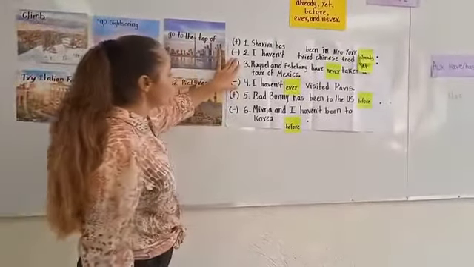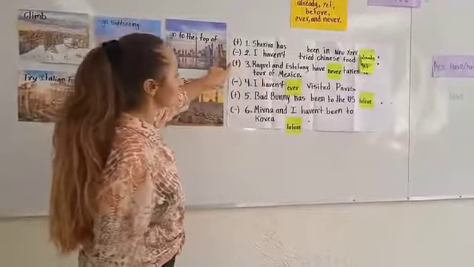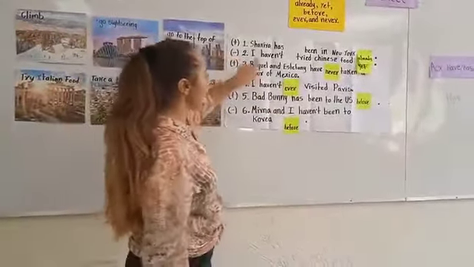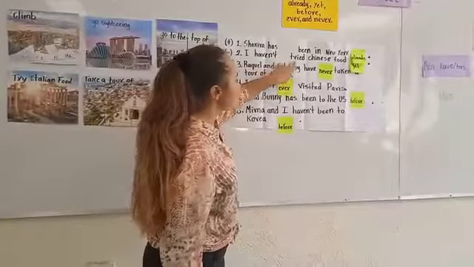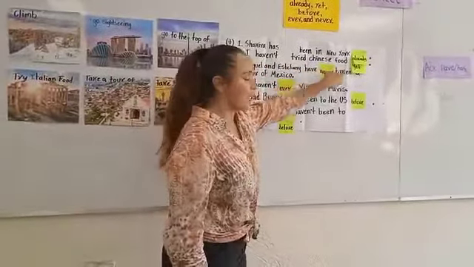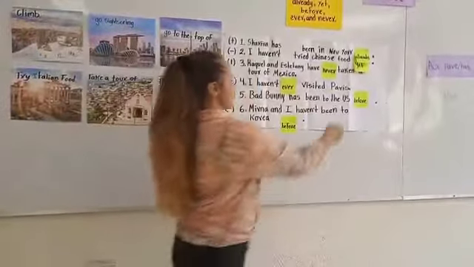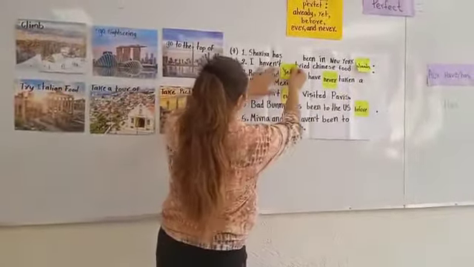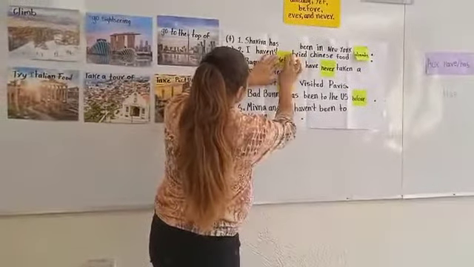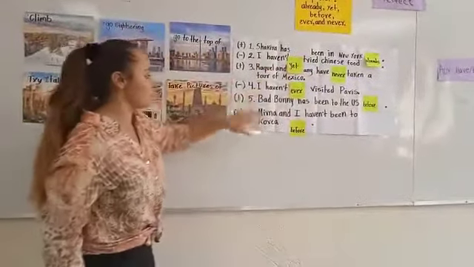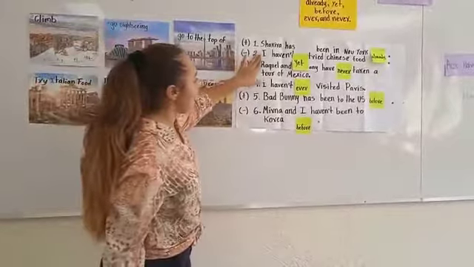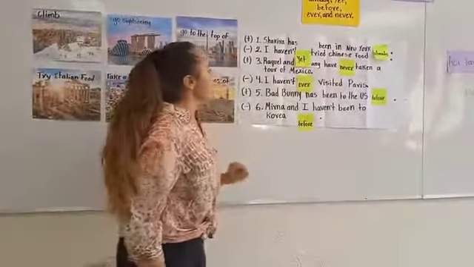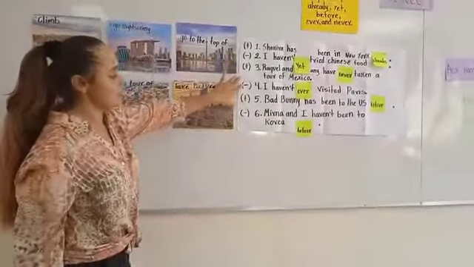And the negative form uses yet. In this case, the example is: I haven't tried Chinese food yet. The other option uses yet between the auxiliary verb and the past participle of the verb. For example: I haven't yet tried Chinese food.